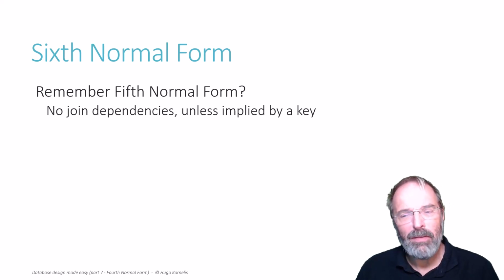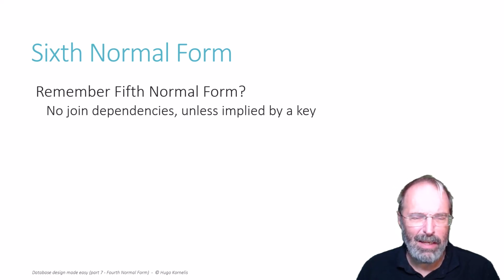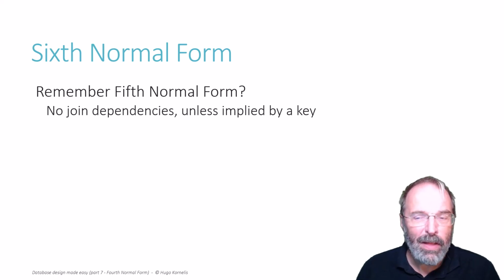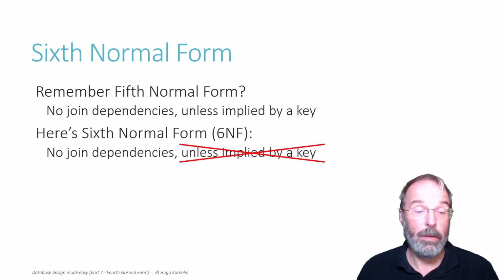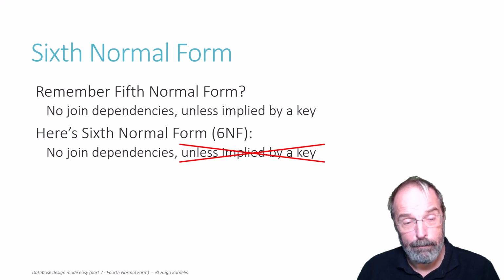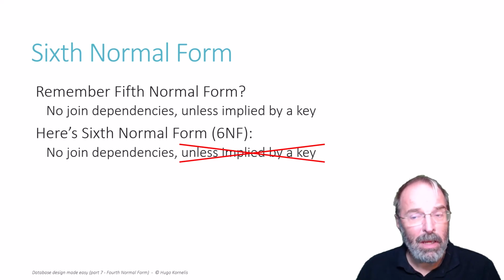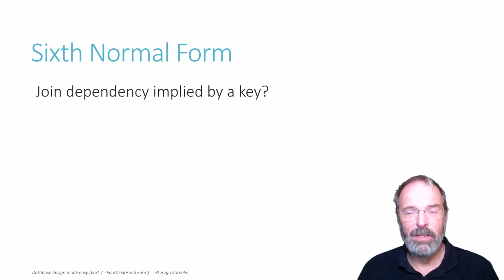And I will admit, in the previous video I kind of talked over that last part of the requirement, and that's because this becomes really relevant here, because 6th normal form simply says there shall be no join dependencies, period, even when they are implied by a key. So to understand this difference, let's investigate what it means for a join dependency to be implied by a key.